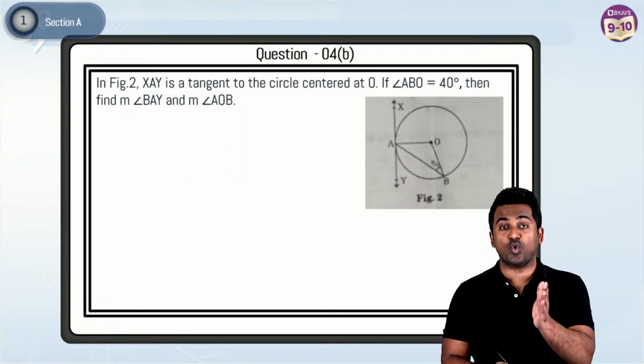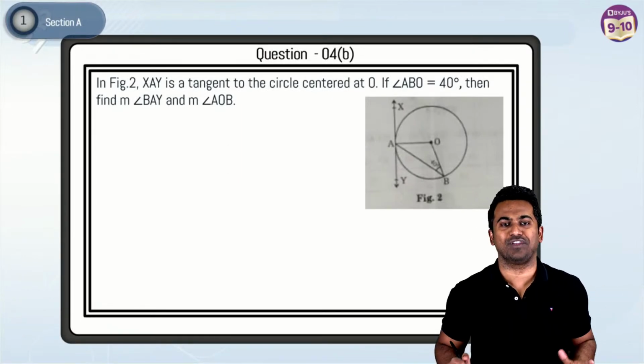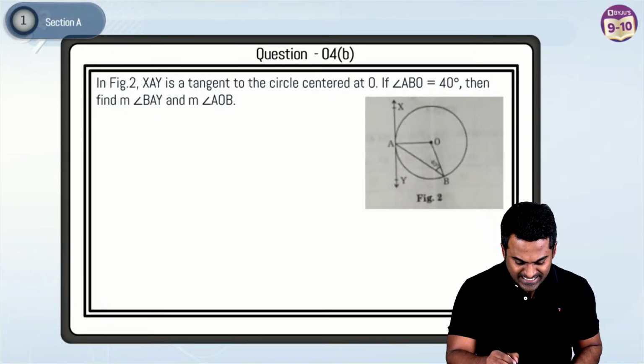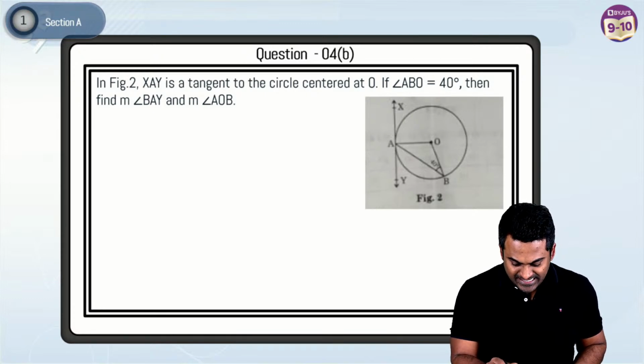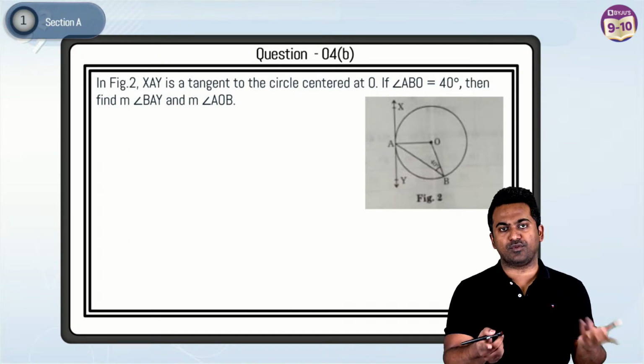This was 4B, again a question revolving around circles. So it says XAY is a tangent to the circle centered at O. This angle is given as 40 degrees. Then we've got to figure out the other two angles.